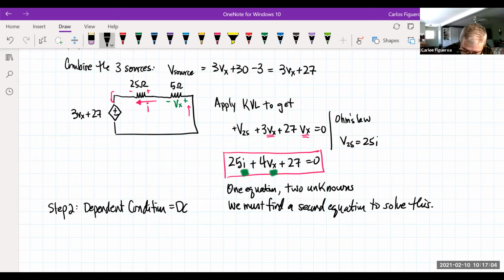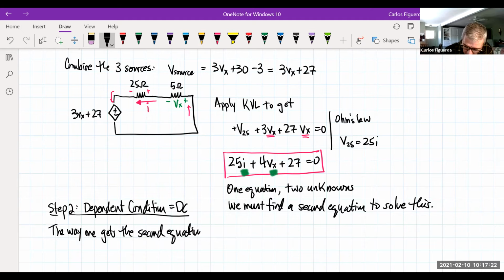Which we call the DC. So what the DC says is this: the way you get the second equation is like this. Go to the controlling element. What's the controlling element? It's the 5 ohm resistor.